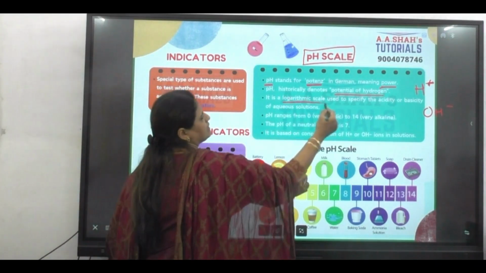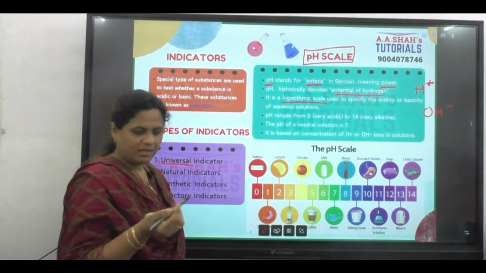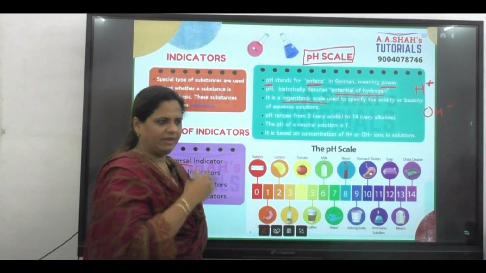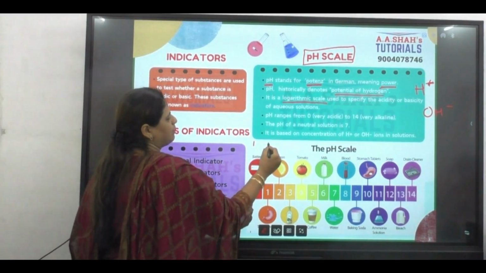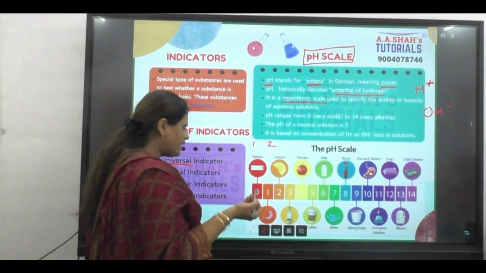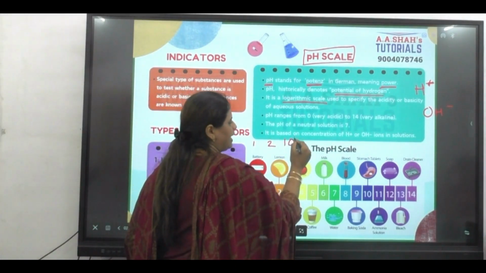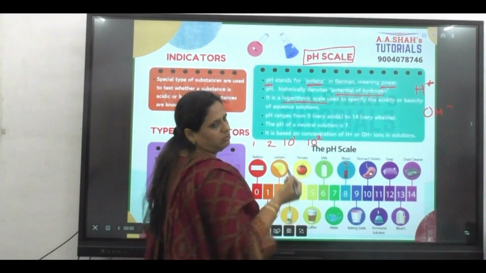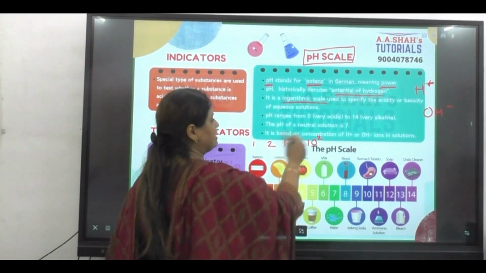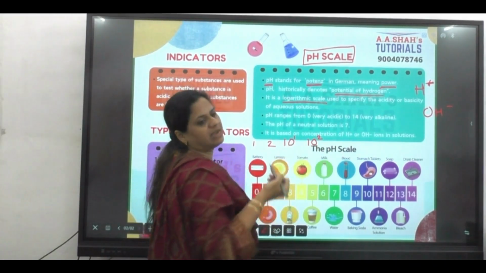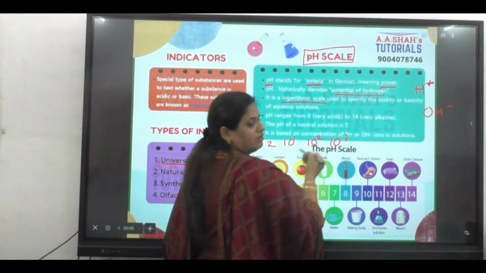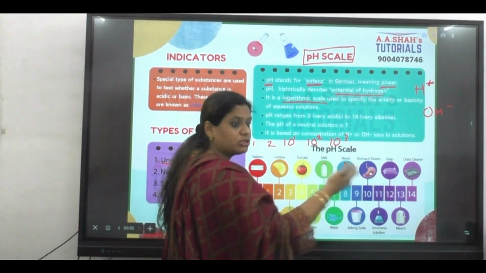So it's a logarithmic scale. What do you mean by logarithmic scale? A linear scale means it increases linearly. If the number is 1, the next number is 2. But in a logarithmic scale, it will be in terms of power. If one number is 10, the next number will be 10 power 1, the next number 10 power 2. Its power increases. So 10, then 100, then 1000. So it's a logarithmic scale.